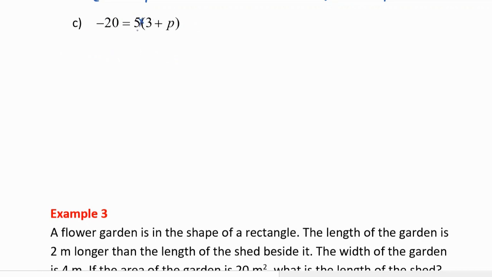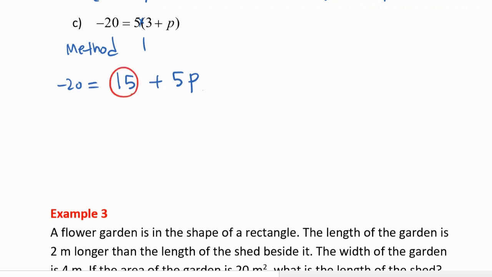Again, multiplication is hiding. If you used method 1, what you have to do is use the distributive property. So 5 times 3, 15. 5 times p, 5p. And we're going to isolate 5p. To do that, we have to get rid of 15. This plus doesn't belong to 15. This is actually 5p's sign. It doesn't belong to 15.